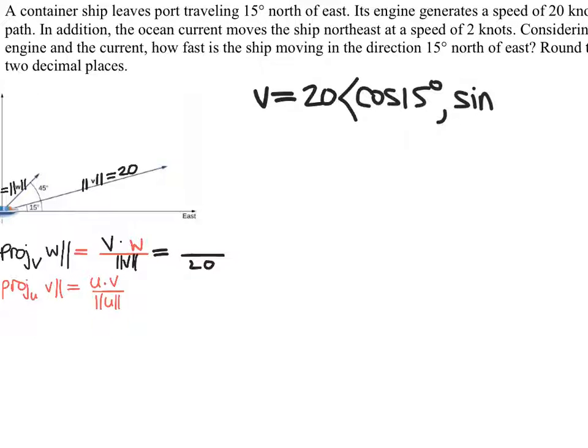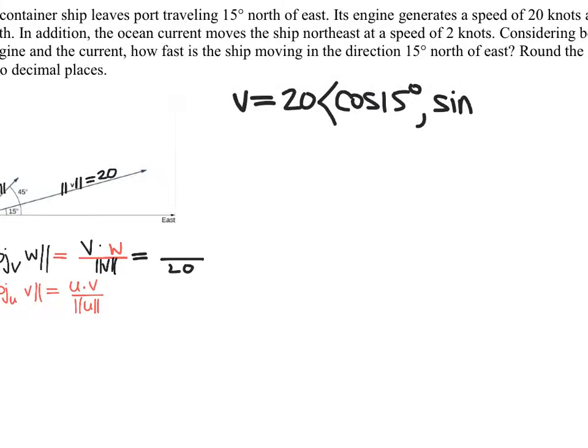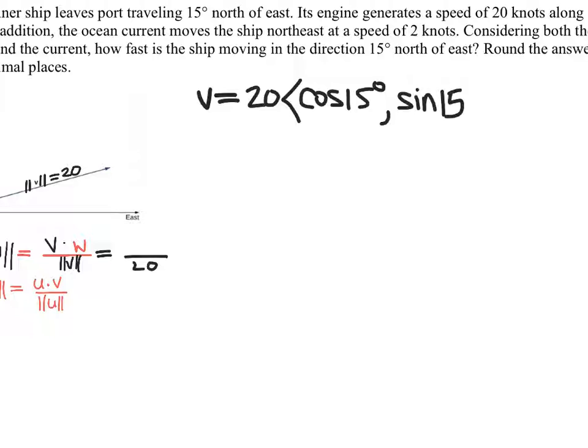And the sine of 15. But these numbers are what make it a calculator problem rather than a unit circle type problem. Even though 15 degrees is something that you could figure out with some angle identities and things like that, it's not something I'd ever ask you to do. W is equal to 2 cosine 45, sine 45.